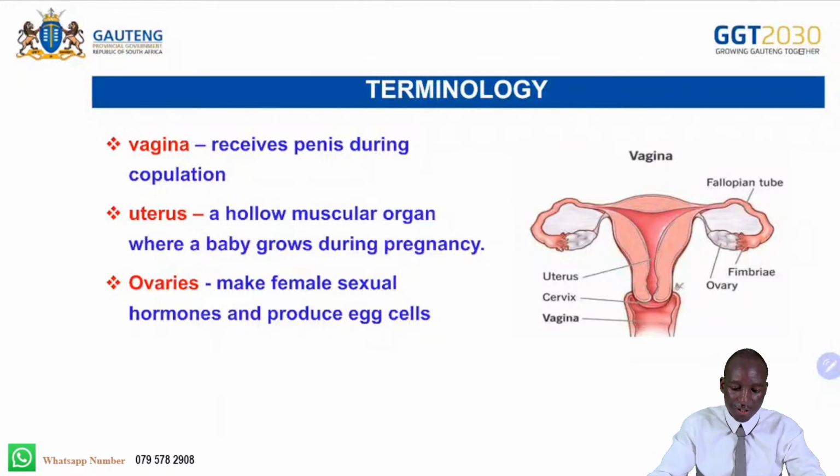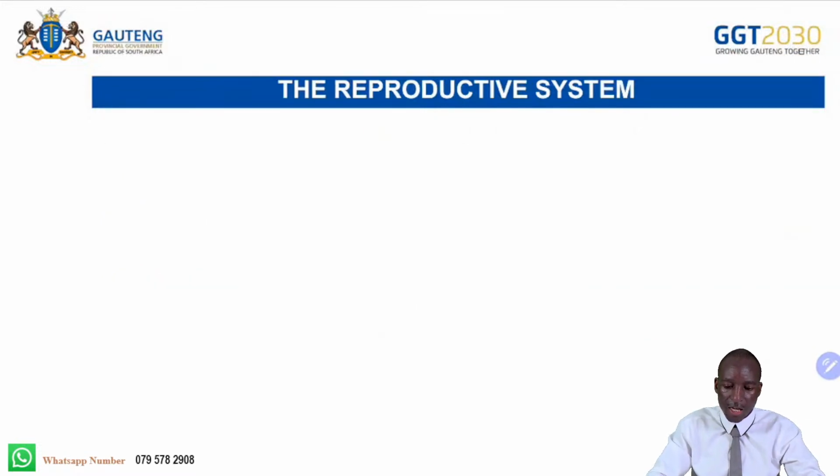Then we've got the ovaries. Let's try to locate the ovaries from the diagram. They are shown on either side, one on the left and one on the right. Those are ovaries, okay? So that's our terminology, right? Don't forget to note these down, because you're going to be using them time and again as we move through our lesson, right? So let's look at the first part of our lesson.